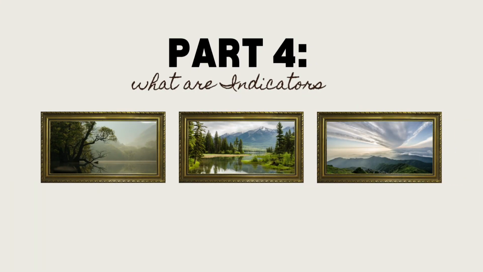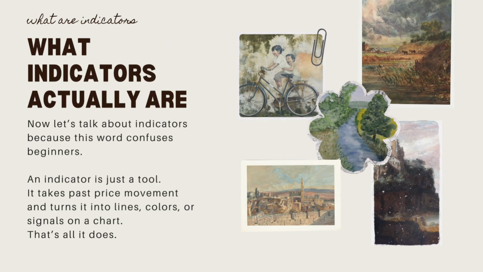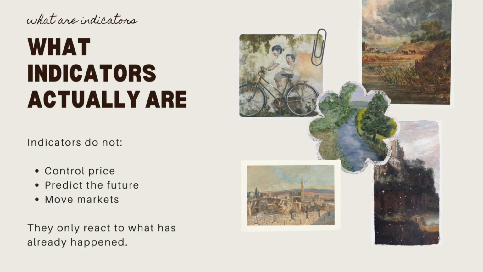Now let's talk about indicators, because this word actually confuses beginners. An indicator is just a tool. It takes past price movement and turns it into lines, colors, or signals on a chart. This is all it does. Indicators do not control price, predict the future, or move the markets. They only react to what has already happened.